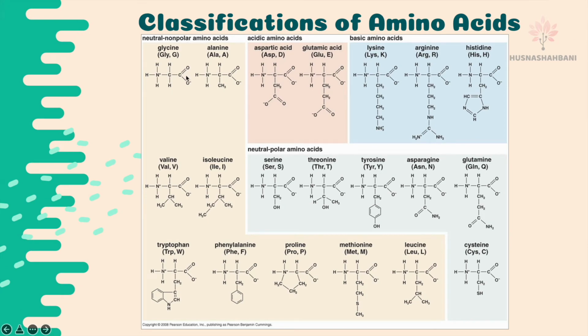These are the classifications of amino acids. These are the 20 common amino acids. We can classify them into neutral nonpolar amino acids, acidic amino acids, and so on. Here, if you look at the amino acids, they are in their zwitterion form. I'm going to explain in detail what a zwitterion is.